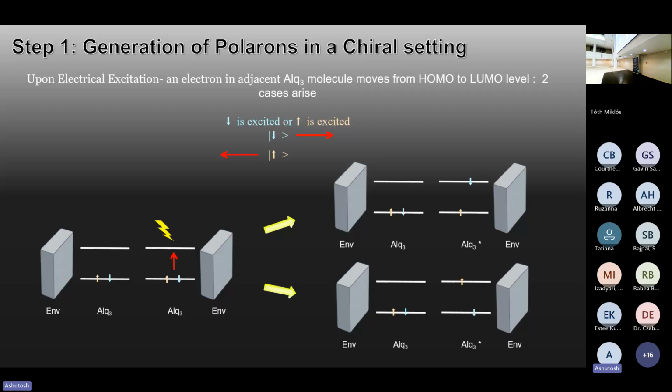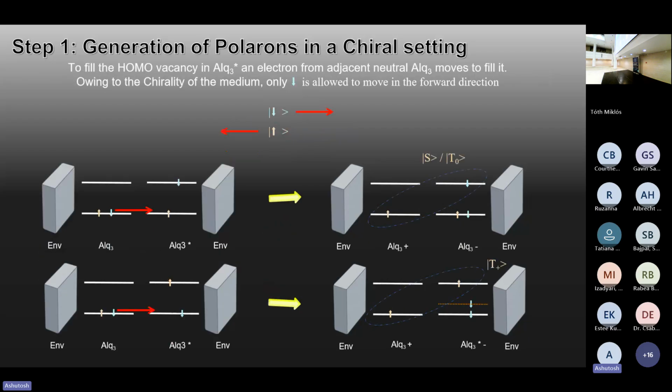But because of spin selectivity, both the spin states can't move forward. So spin selectivity imparts certain momenta to certain spin configurations. Here we have assumed that downspin will move forward. So downspin makes a transition from the HOMO of neutral AlQ3 to the HOMO of the excited AlQ3. And here we have two spin states possible. So this initiation of polarons in singlet, triplet, or T plus state gets enhanced.